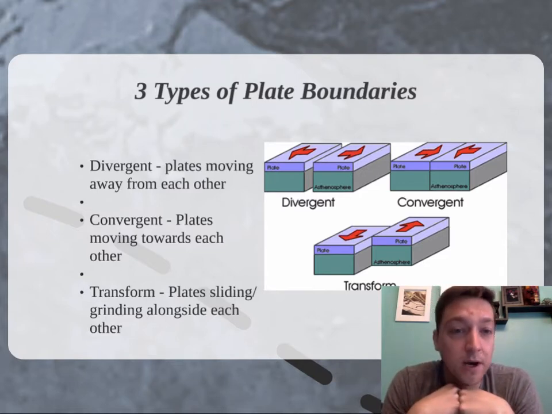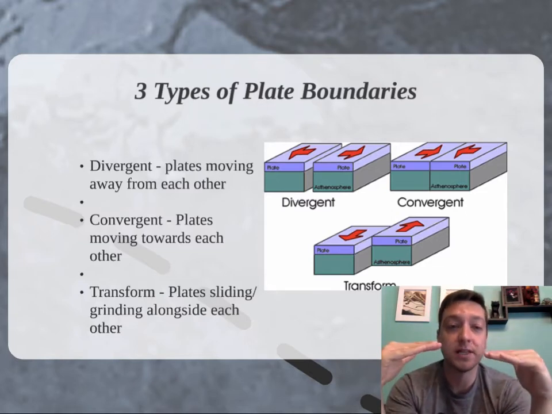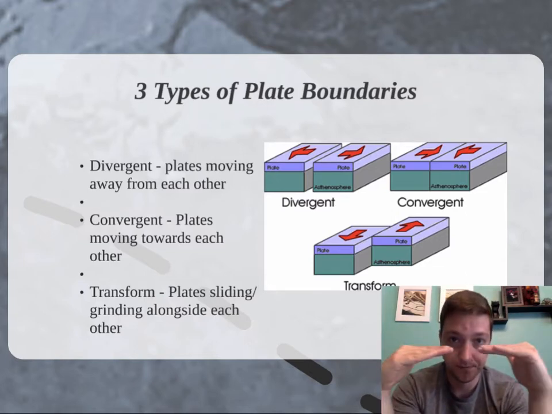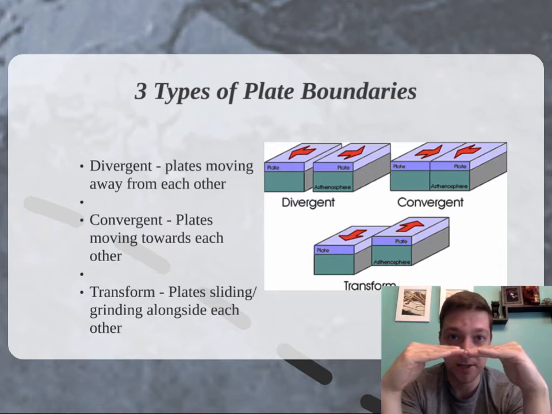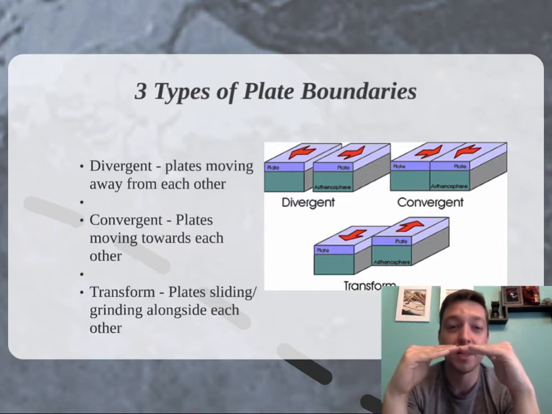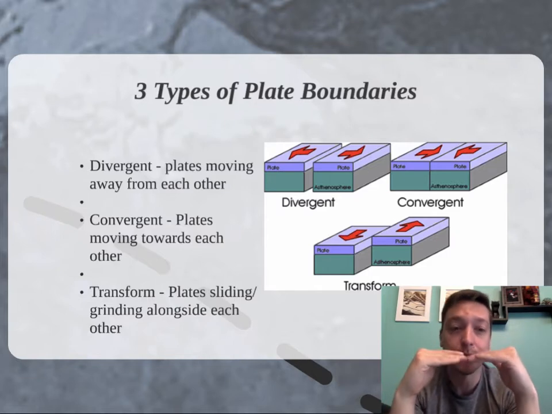The second type of boundary is a convergent boundary, which is two plates heading towards each other. So do this with your hands. They're heading towards each other. And once they hit each other, there's a couple things that can happen.